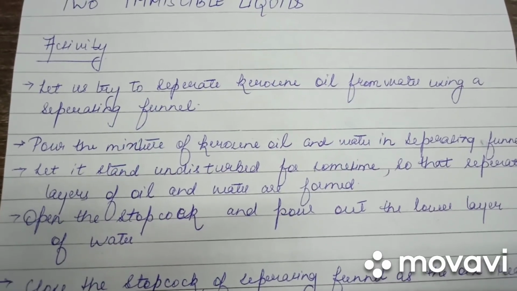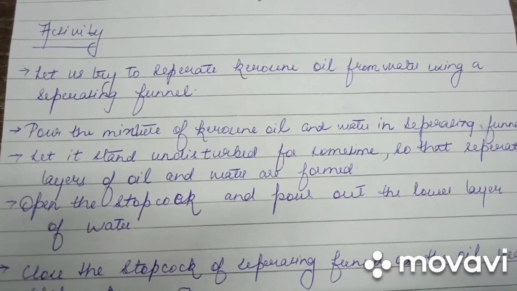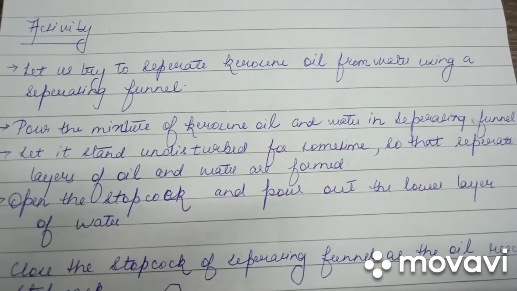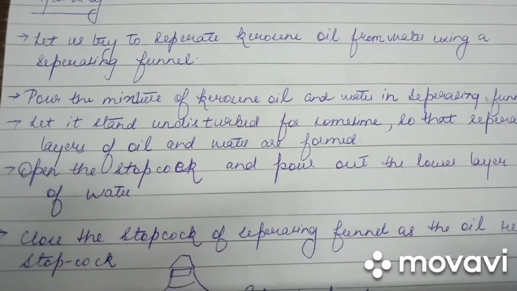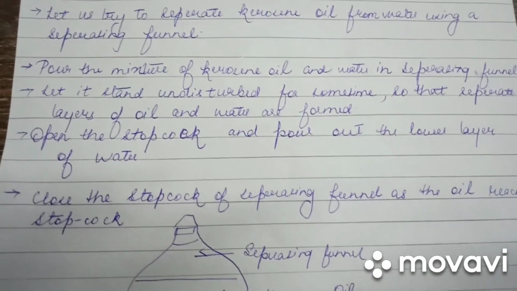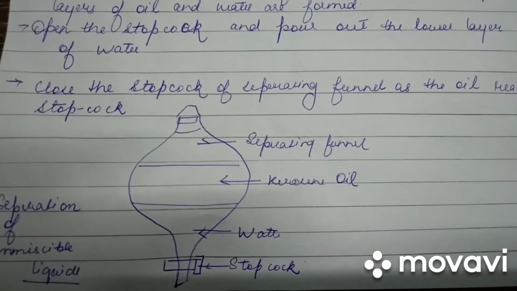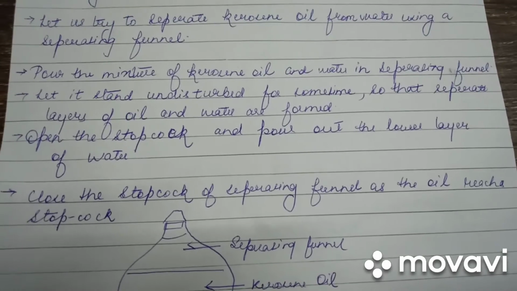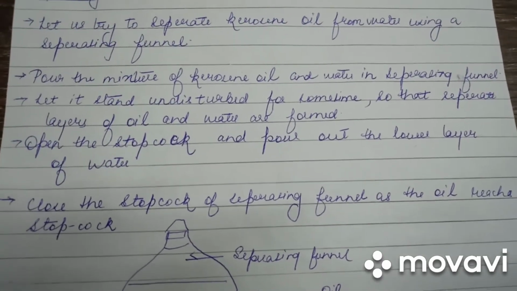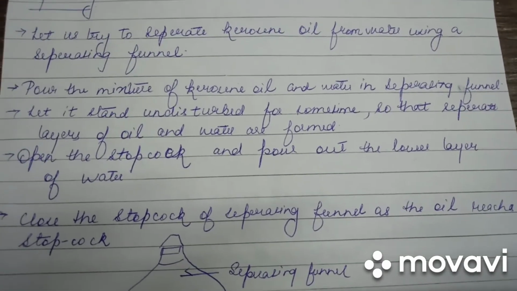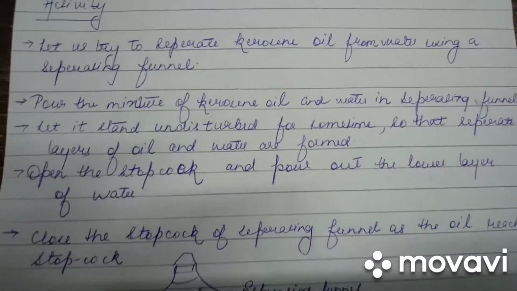After these separate layers are formed, open the stopcock and pour out the lower layer of water. Close the stopcock of the separating funnel as the oil reaches the end of the stopcock. The principle behind this activity is that immiscible liquids separate out in layers depending upon their densities.